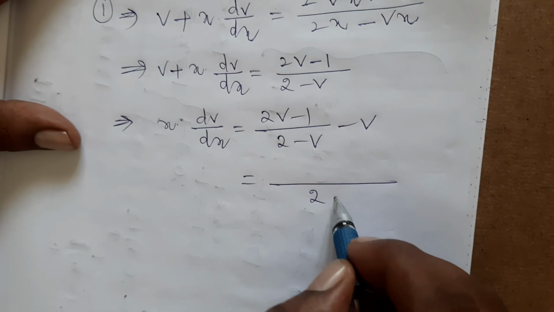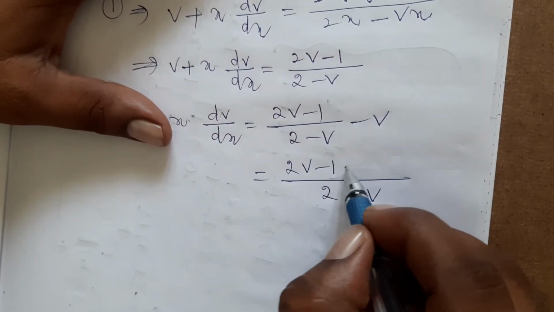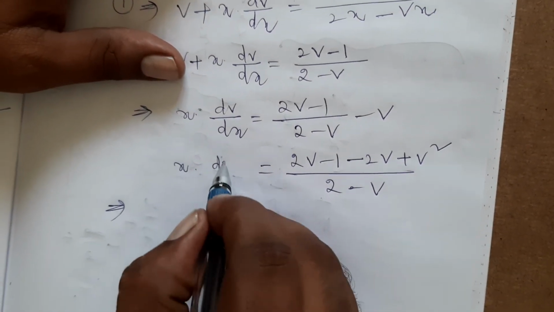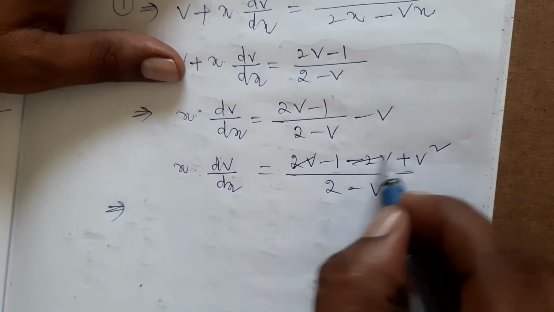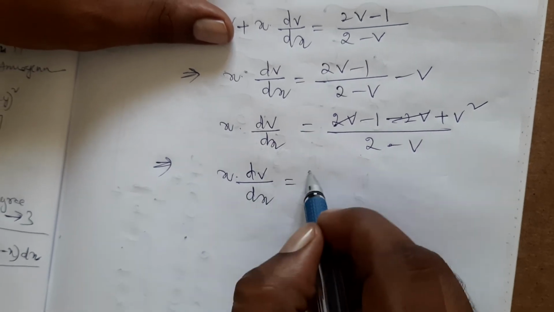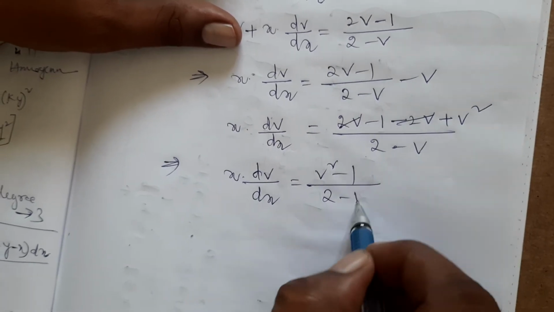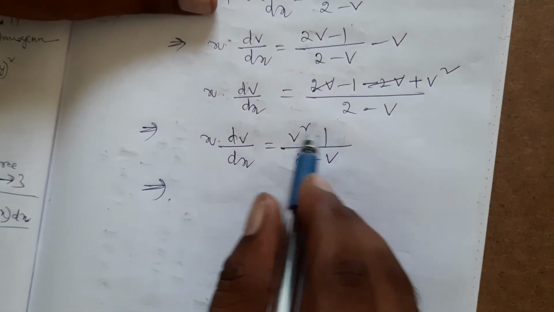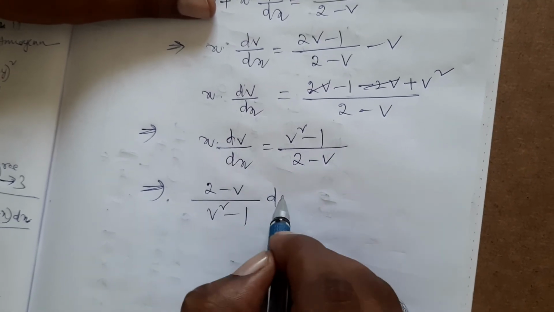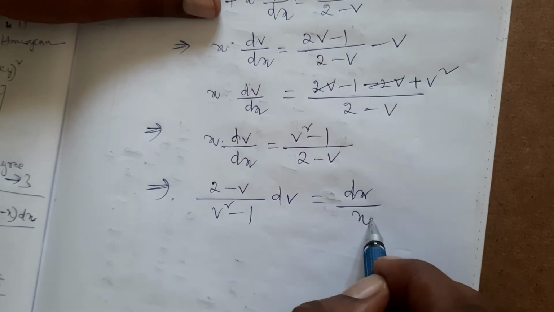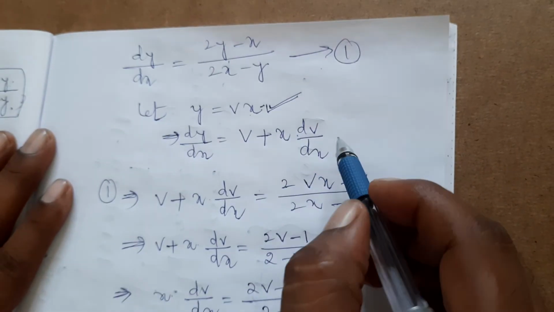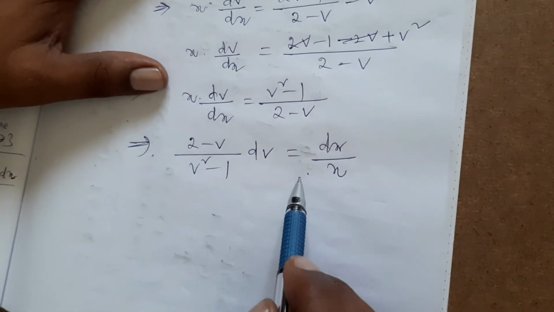Simplify this value: (2 minus v) into, here, 2v minus 1 minus 2v plus v square is the value. On this side, x into dv by dx. 2v minus 2v cancel. Then x into dv by dx is equal to (v square minus 1) by (2 minus v). Then here we can separate the variables. How can you separate? (2 minus v) by (v square minus 1) into dv is equal to dx by x. So by substituting y equals vx, the whole homogeneous differential equation changes to the variable separable method.